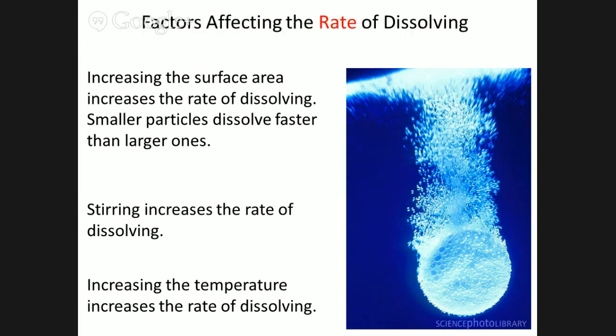There are 3 main factors that would affect how fast something would dissolve, the rate of the dissolving. We can increase the surface area, break it into smaller particles. We can stir it up, and we can increase the temperature. All of these would increase how fast the material would dissolve.